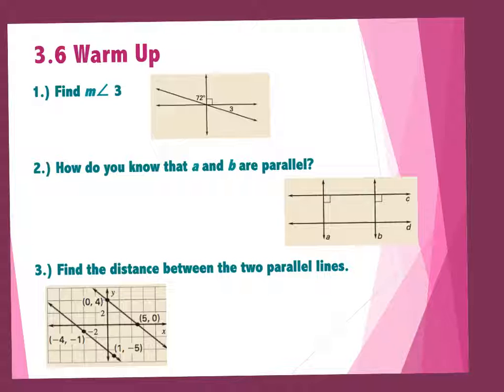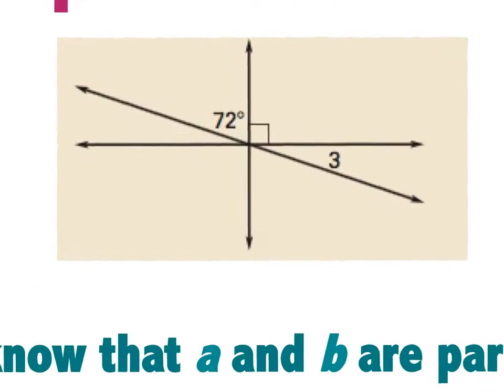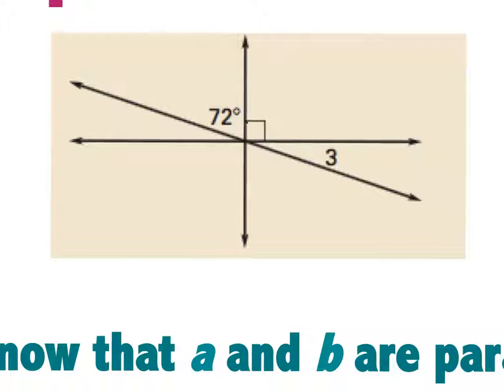So number 1 says to find the measure of angle 3, and in this diagram they give you that there's a right angle here, and then they give you that this is 72. So what else can you determine from this graph? There's a vertical angle, which means that this is 72, then this must be 72, right? What else do you know from this graph?